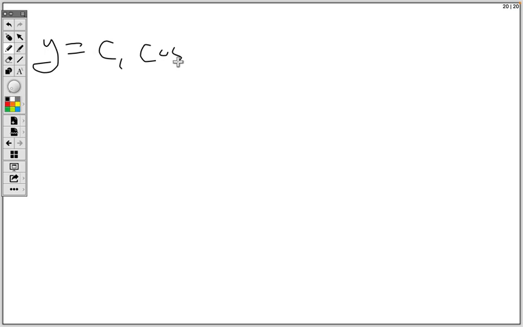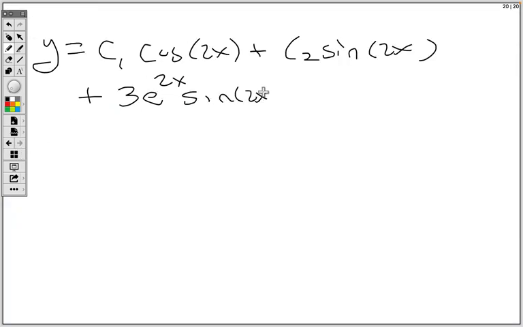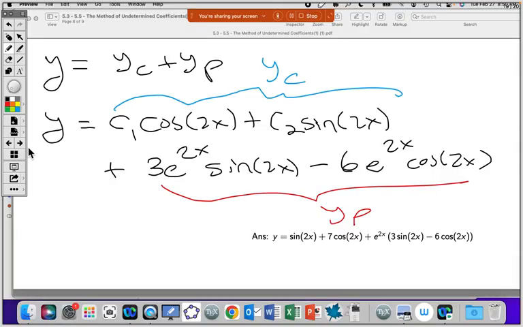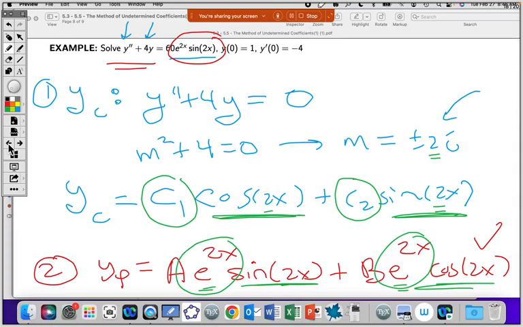y equals c1 cosine 2x plus c2 sine 2x plus 3 e to the 2x sine 2x minus 6 e to the 2x cosine 2x. We've got a couple initial conditions here to work on. We've got y at 0 is 1. y prime at 0 is negative 4. So once again, it's an initial value problem because you're plugging in the same x value. We're looking at what's happening at x equals 0.